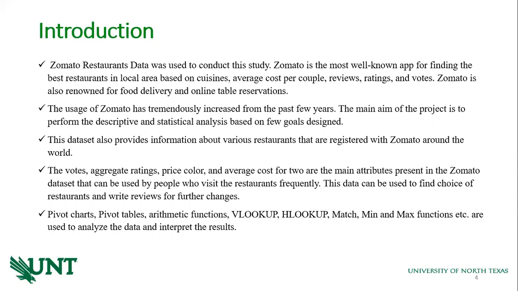The main aim of the project is to perform descriptive and statistical analysis based on a few goals designed. This dataset also provides information about various restaurants that are registered with Zomato around the world. The votes, aggregate ratings, price, color, and average cost of two are the main attributes present in the Zomato dataset that can be used by people who visit restaurants frequently. This data can be used to find the choice of restaurants and write reviews for further changes.